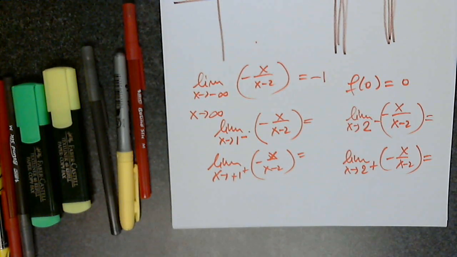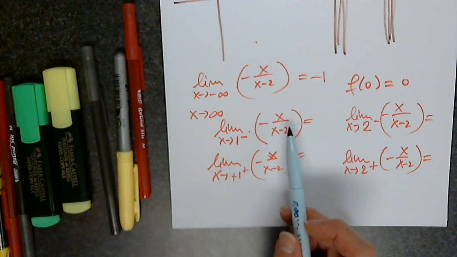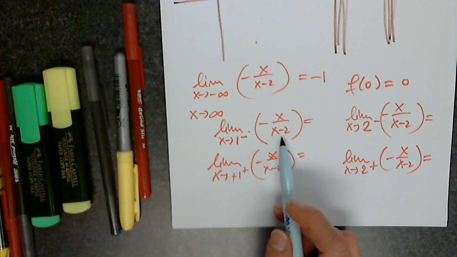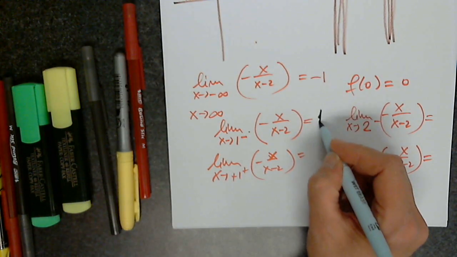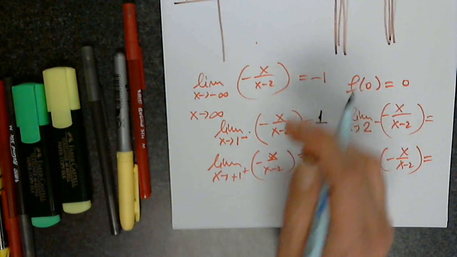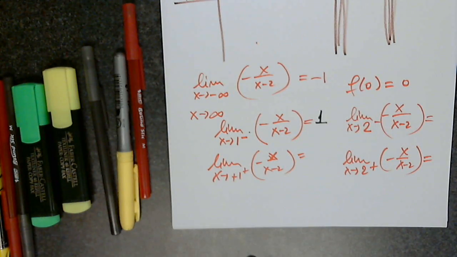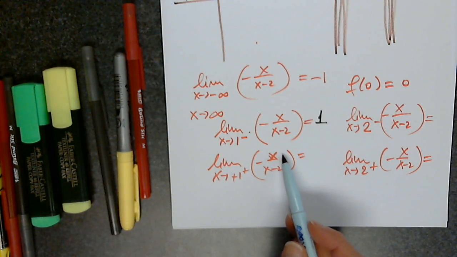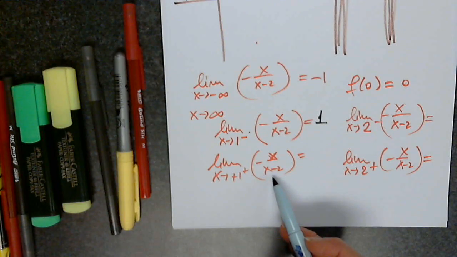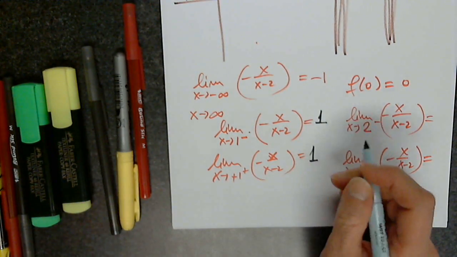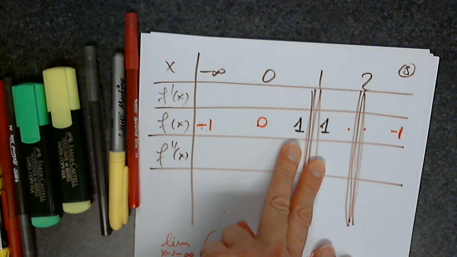What about the limit as x approaches 1 from the left? So the top is 1, right? The bottom is -1, but there is a minus in front, so it's 1. 1 from the right is 1. The bottom is -1 with minus in front is 1. Very good. As you see, that's why this is not a vertical asymptote.